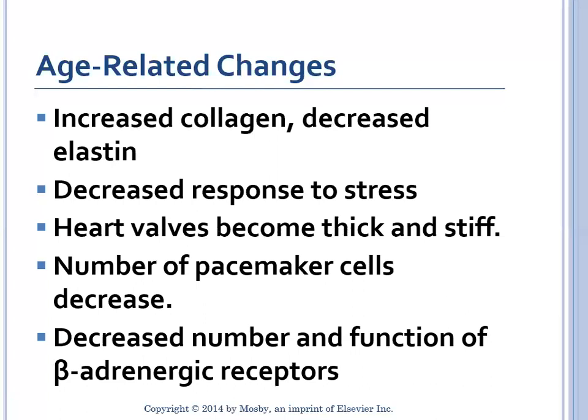The autonomic nervous system control of the cardiovascular system changes with aging. The number and function of beta-adrenergic receptors in the heart decrease. This is why they're a lot more sensitive to those beta blockers, for example. So a young person can tolerate a higher dosage of beta blockers.